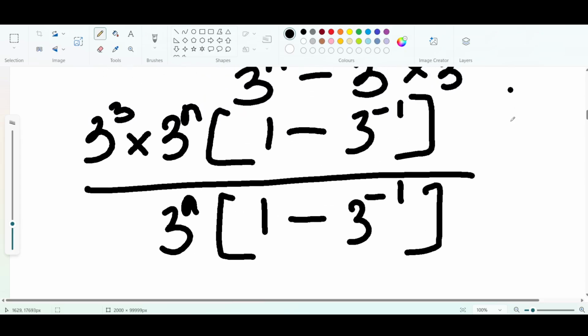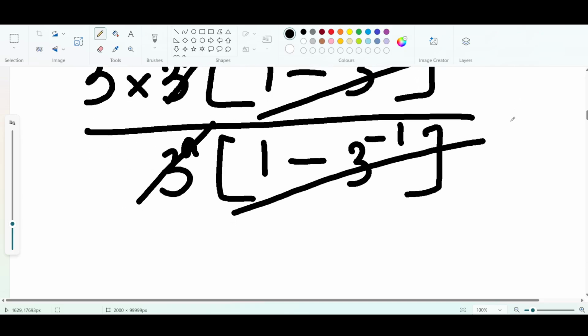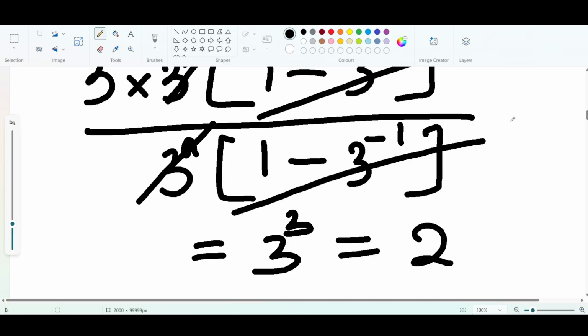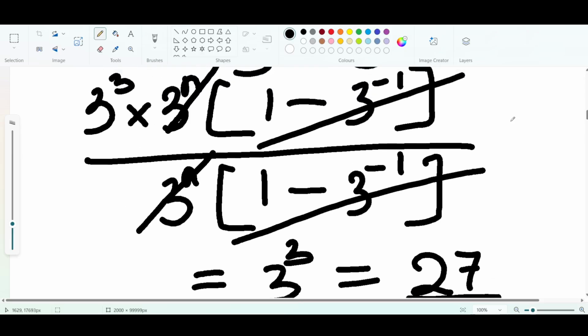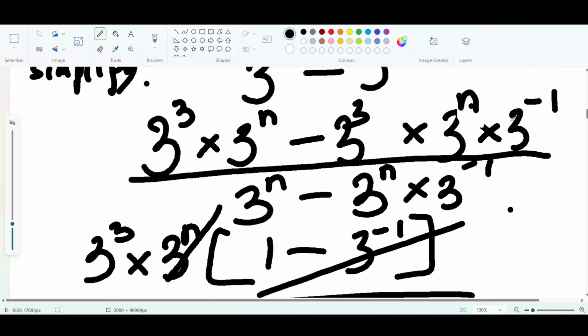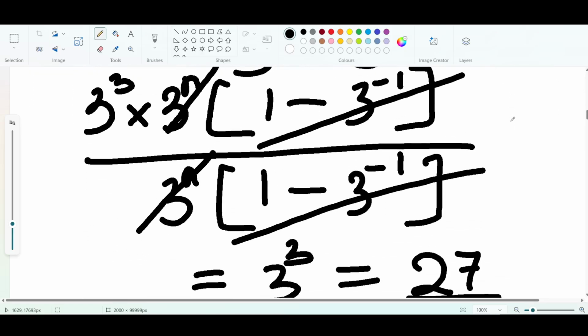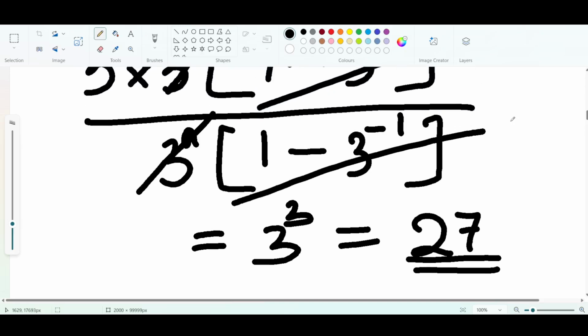So if we observe this clearly, we see that this is going to cut this, and these are also equal, so it's going to cut this as well. So the final answer is going to be 3 raised to the power 3. So this is going to be 27. 3 times 3 times 3, 27. So this is the final answer. You can see it's simplification: factorization, then simplification. So this is how we simplify this expression when we see it in our exams, right?